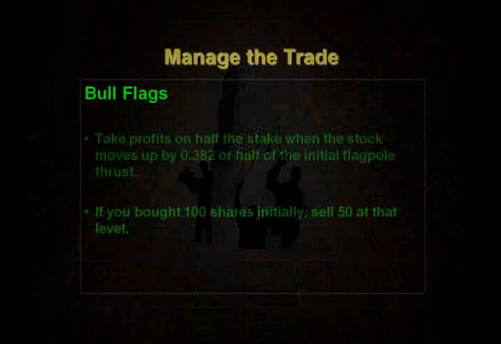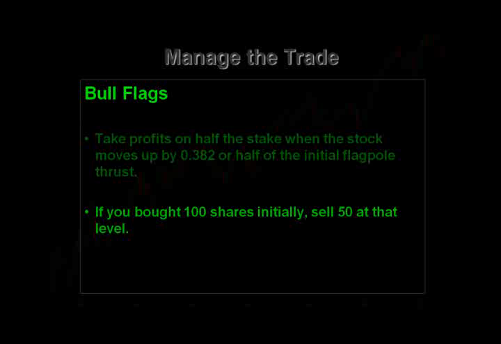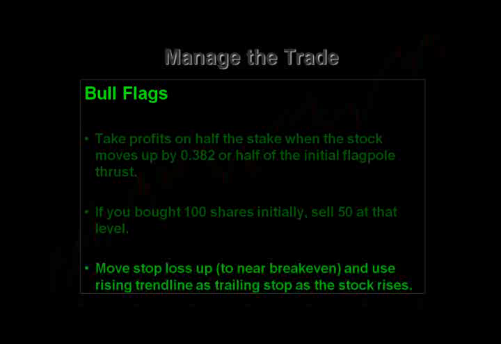So if we were to buy 100 shares initially, what we would do is, as that share price hits our target, either the 38.2% or the 50%, that first profit target, we would sell half our stake, i.e. sell 50 at that level. We would then raise our stop loss to near break even, and I'll show you how to do that in a minute. And we would then use a rising trend line as our trailing stop as the stock price rises.